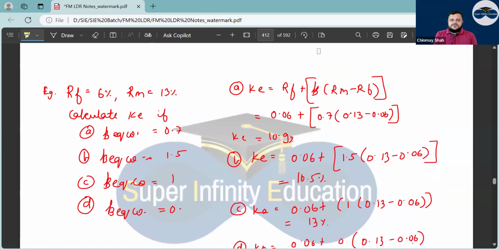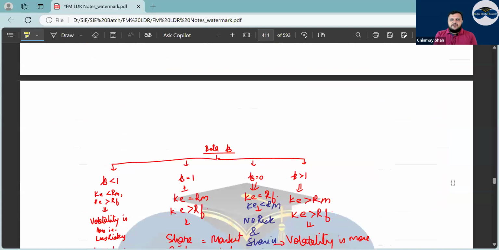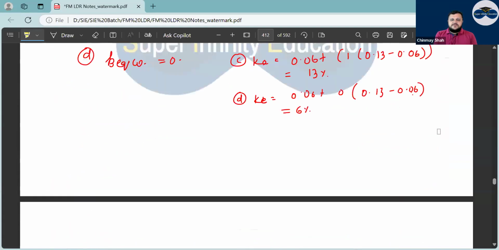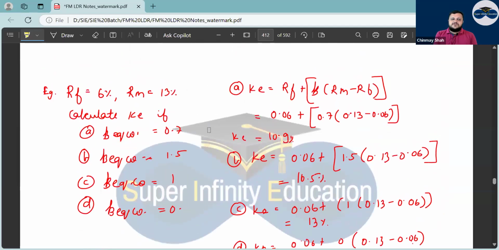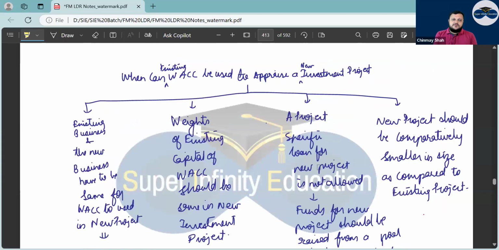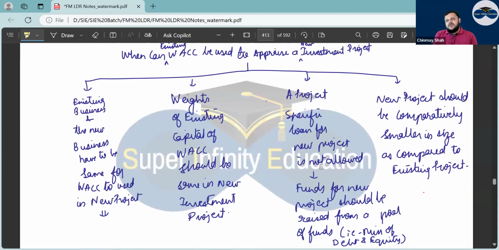I've taken all the questions here. Whatever I've written in the table, I've derived everything here. You can have a look at what if beta is 0.7, 1.5, 10. Everything I have here. Now coming to the main question, right?